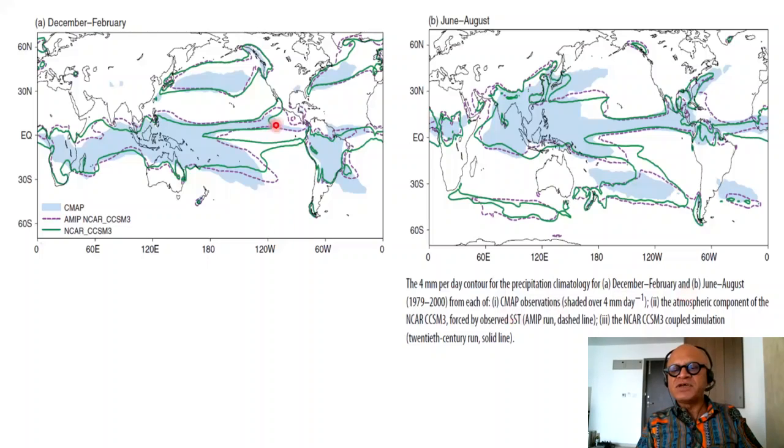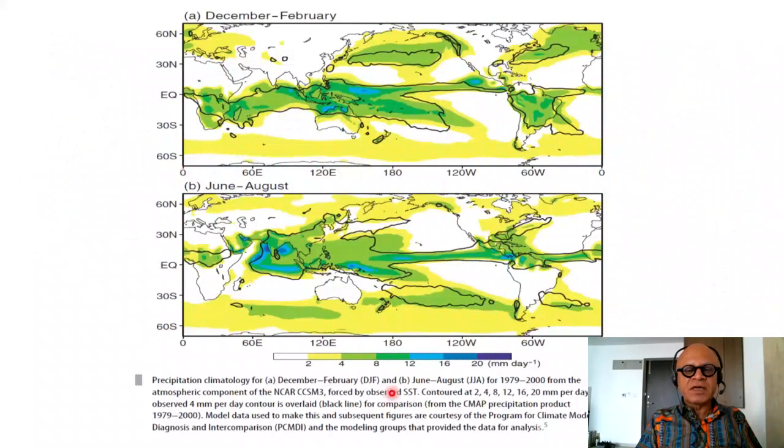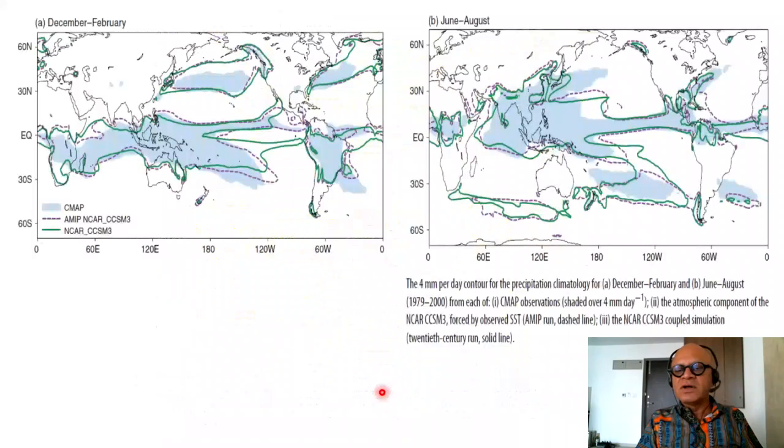For CMAP observations, shaded over 4 millimeter per day. Atmospheric component of the NCAR CCSM3, forced by observed SST. So here it is forced by observed SST as well. Here atmospheric component of the... So you are comparing now, what is being compared here? Okay, this is the coupled model simulation, and this is atmospheric component forced by observed SST.